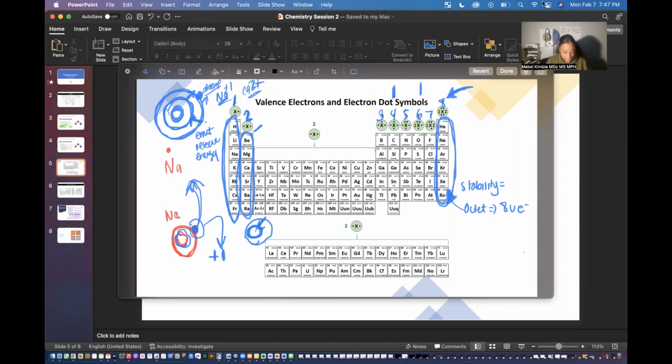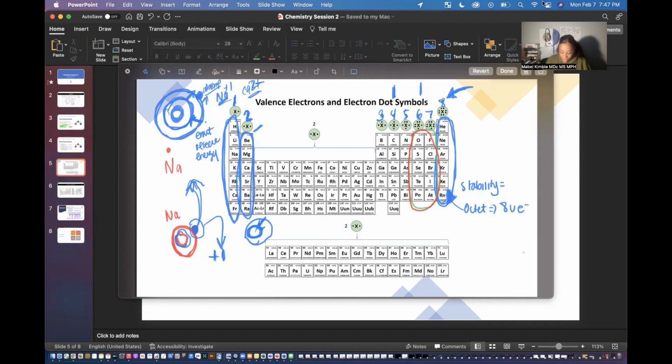Because it's going to want to give it away, right? Because the orbital below that is going to be at its octet, right? Now, here, when we're talking about our group 6 and group 7, right? We're talking about a different situation here. This is a situation where it's closer to 8, right? So what is it going to do? Are we going to want to lose, or are we going to want to gain electrons here? You're going to want to gain electrons.